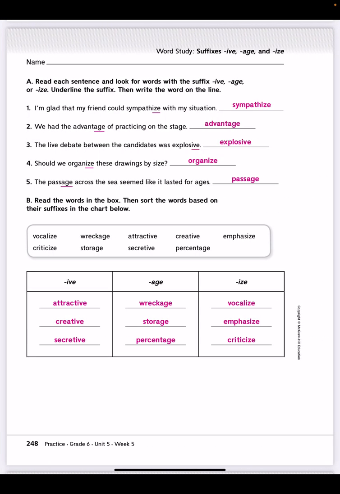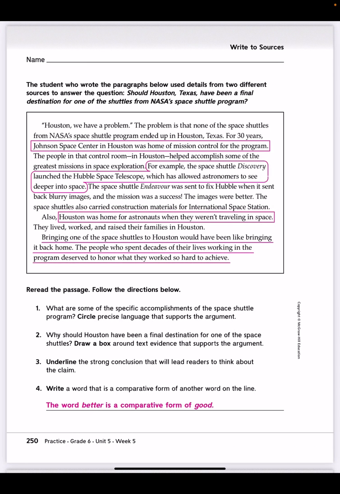Okay? Okay, page 248 is based on the suffixes from the spelling page. That's really very straightforward. Again, you can pause the video. Please double check and make sure. And then last but not least, writing to source. Okay, you've got a student-written paragraph here about using two different sources to answer the question, should Houston, Texas have been the final destination for one of the shuttles from NASA's program?